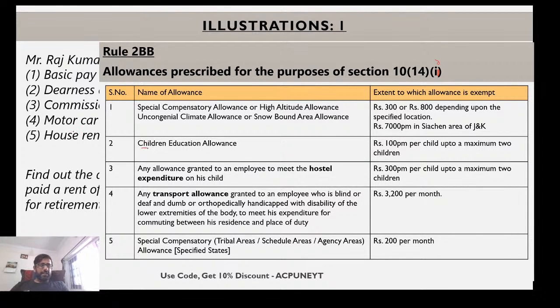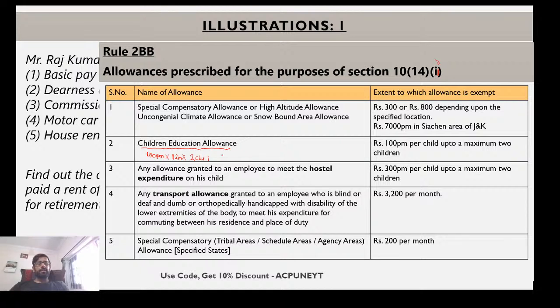If you are receiving any children education allowances, you will receive an exemption of rupees 100 per month. Is it clear? That is for 12 months and maximum up to two children.